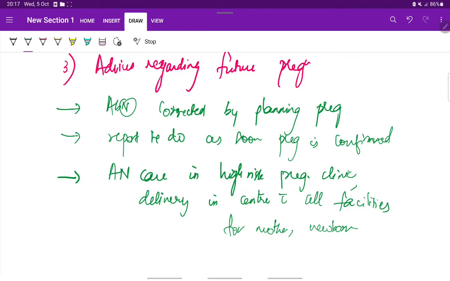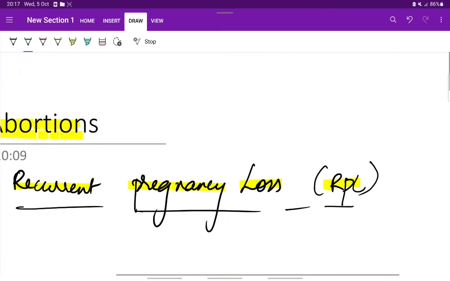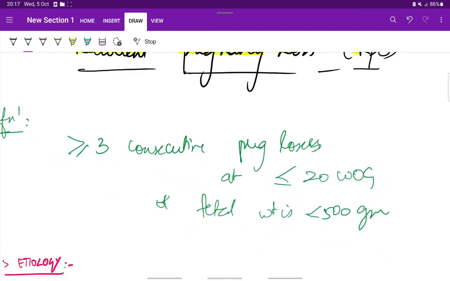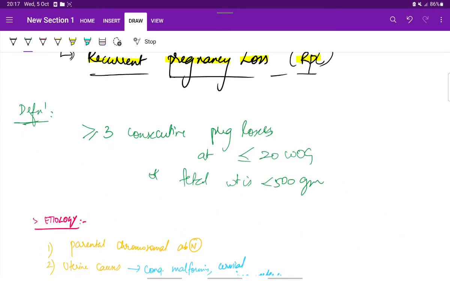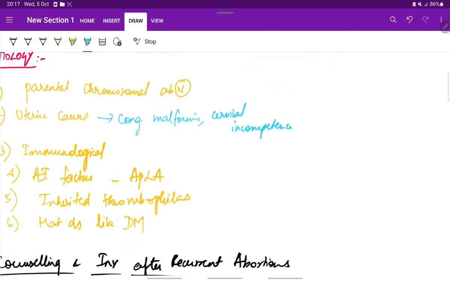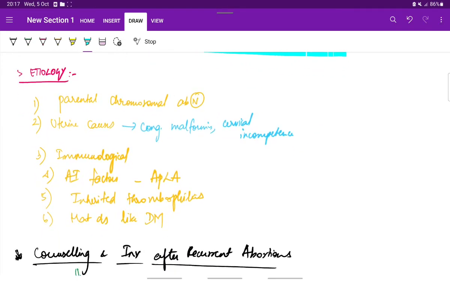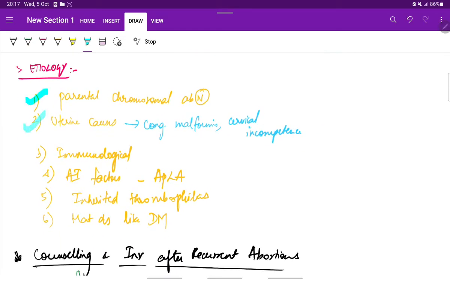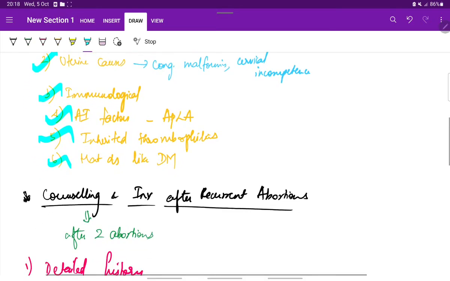So this is about the recurrent abortions or recurrent pregnancy losses. It is defined as more than or equal to 3 consecutive pregnancy losses at less than or equal to 20 weeks of gestation, or the fetal weight is less than 500 grams. The possible etiologies include parental chromosomal abnormalities, uterine causes like malformations and cervical incompetence, immunological factors, autoimmune diseases like antiphospholipid antibody syndrome, inherited thrombophilias, or maternal diseases like diabetes or syphilis.